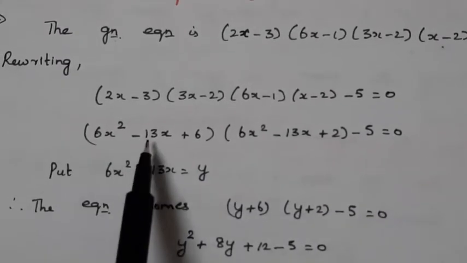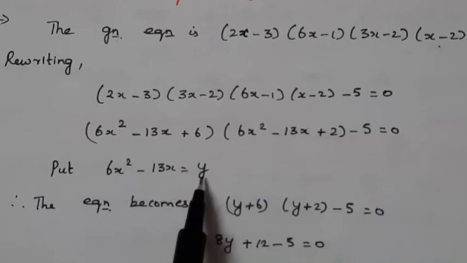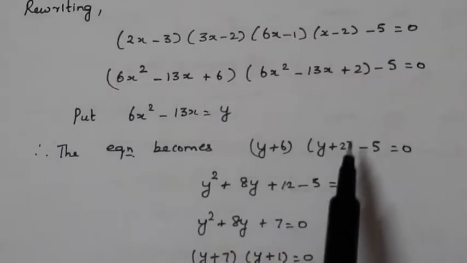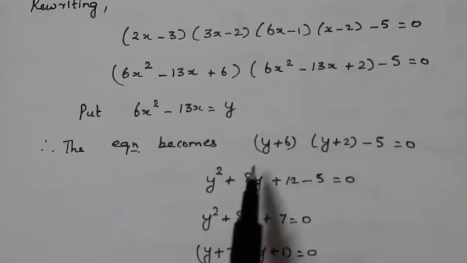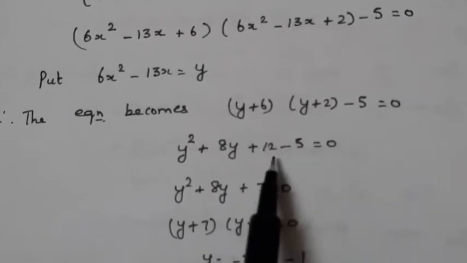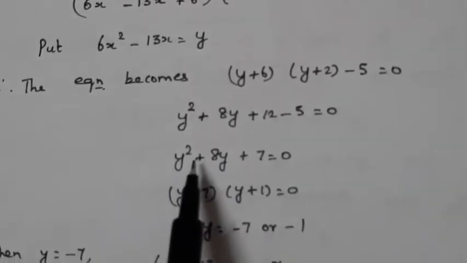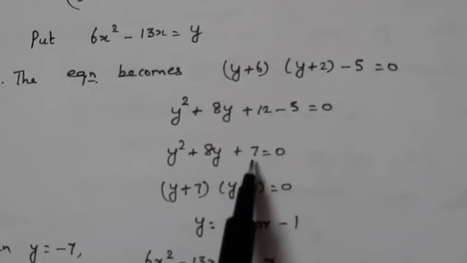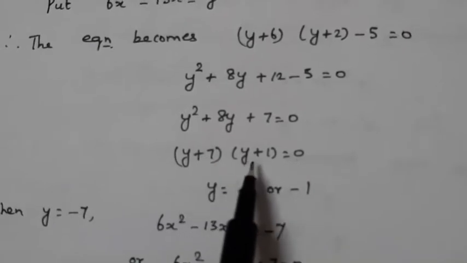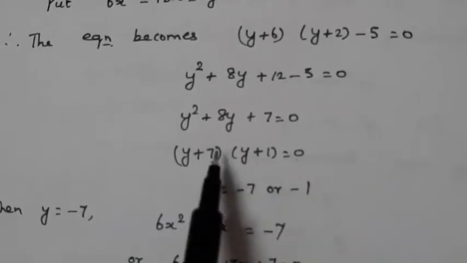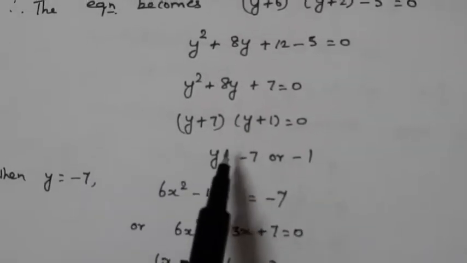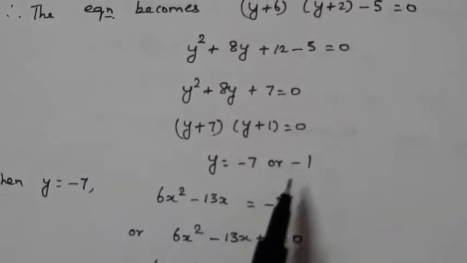Now, let us take the common term 6x squared minus 13x to be y, and hence the equation becomes y plus 6 into y plus 2 minus 5 equal to 0, or y squared plus 6y plus 2y, that is y squared plus 8y plus 12 minus 5, equal to 0, or y squared plus 8y plus 7 equal to 0. If you factorize this, it would be y plus 7 into y plus 1 equal to 0, as 7 into 1 is 7 and 7 plus 1 is 8, okay. So, solving this, we get the value of y as minus 7 or minus 1.